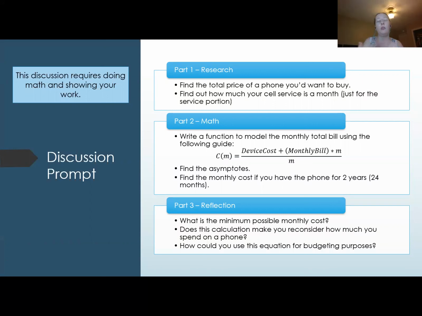Basically, everybody has a cell phone these days. I need to buy one in a couple, well, I don't need to buy one. I want to buy one in a couple months when my 2 years is up.